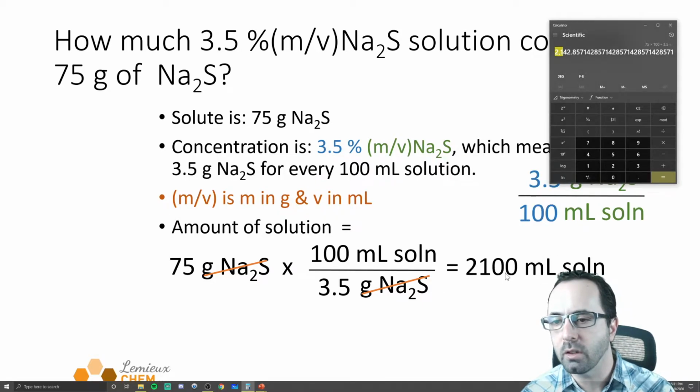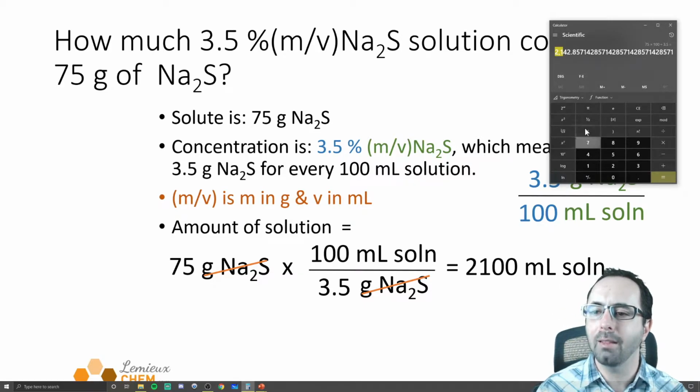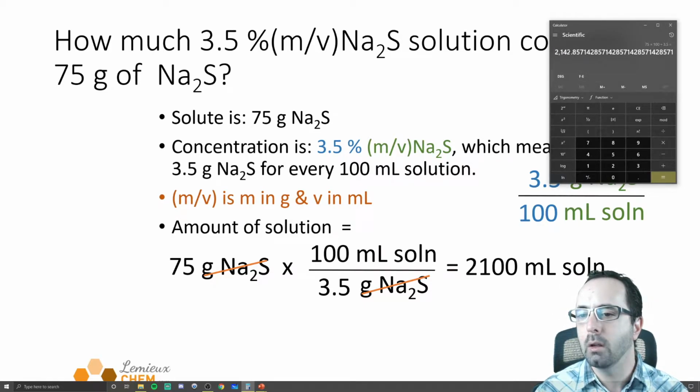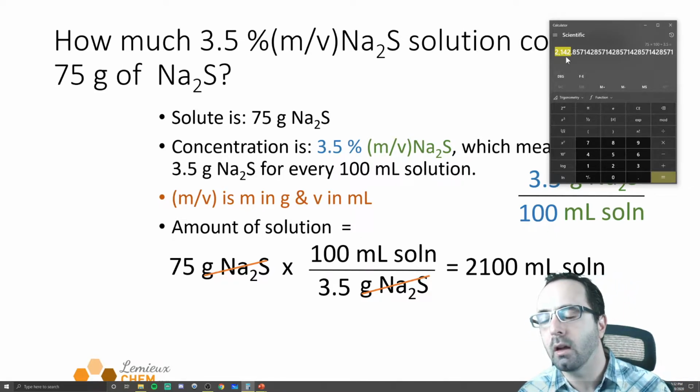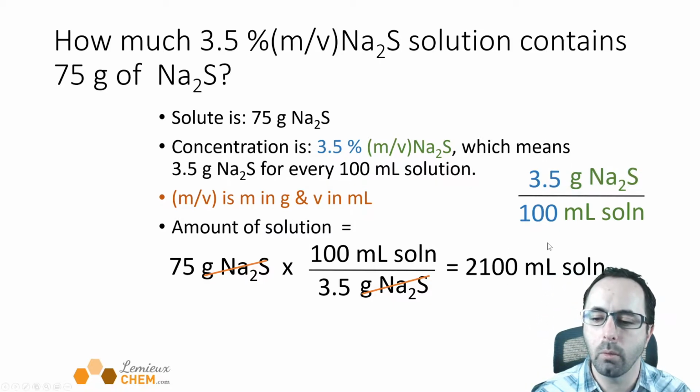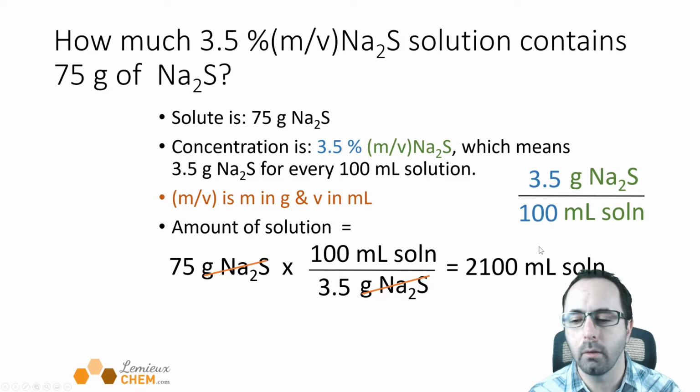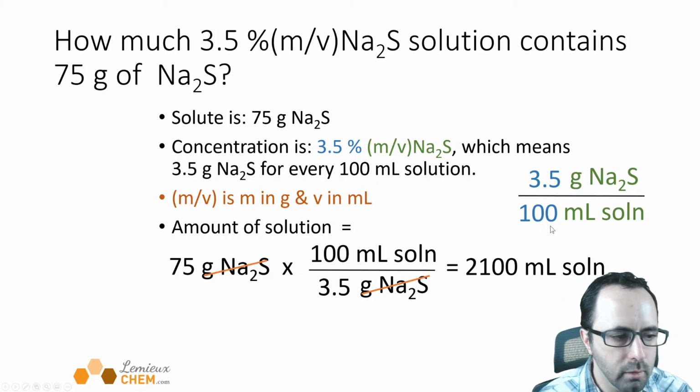These zeros are not significant, but we need to write them because we're rounding down. If we round up, the nearest 100 would be 2,200. If we're rounding down, the nearest 100 is 2,100. So that's where we're rounding right here: 2,100 milliliters of solution.